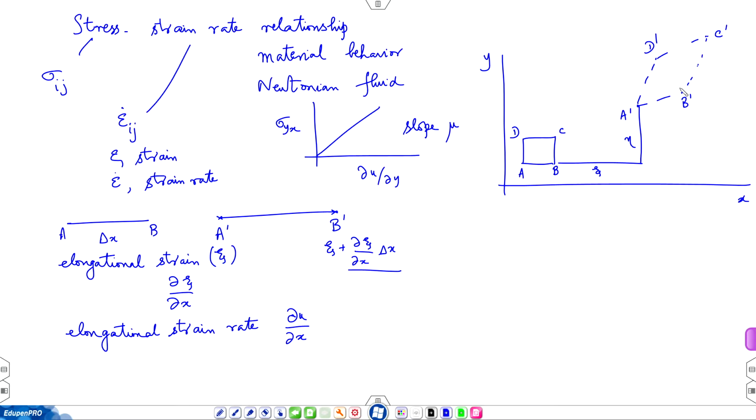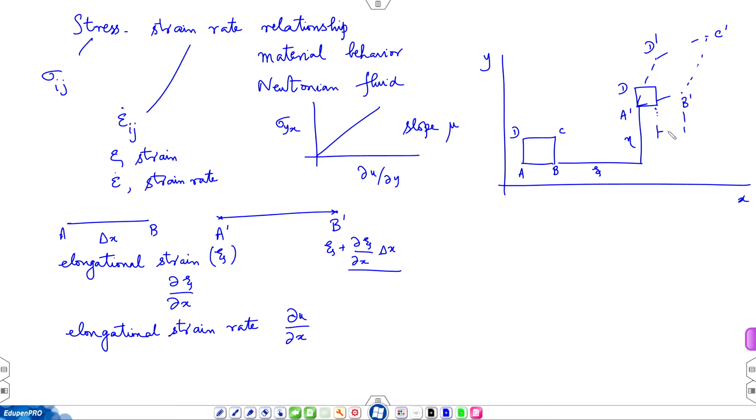Okay. But this is an exaggerated kind of a view. So, let us draw the element. This is A B C D. This is the original element which is now deformed. So, this was the position of B. What is the position of B prime, which we have just found out, this del psi del x delta x, which after differentiation.